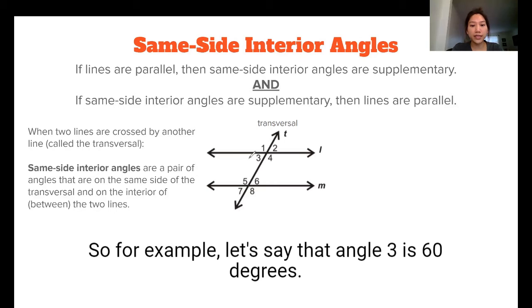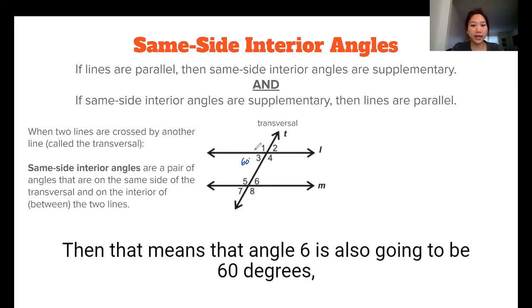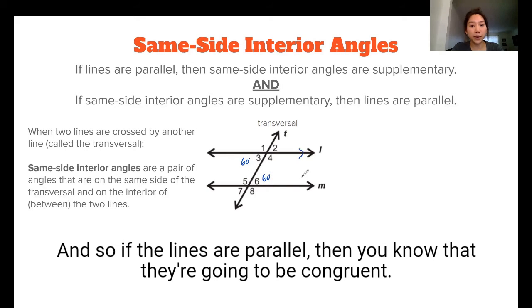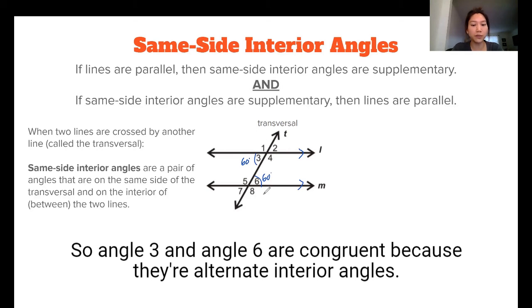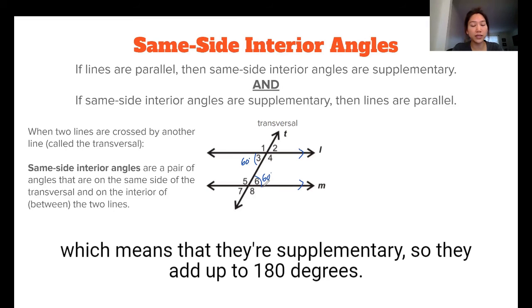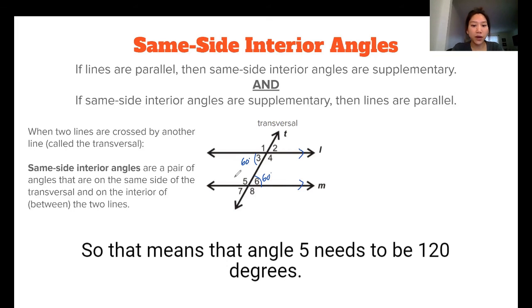So for example, let's say that angle 3 is 60 degrees. Then that means that angle 6 is also going to be 60 degrees because angle 3 and angle 6 are alternate interior angles. And so if the lines are parallel, then you know that they're going to be congruent. Okay, so angle 3 and angle 6 are congruent because they're alternate interior angles. And you also know that angle 5 and angle 6 form a linear pair, which means that they're supplementary. So they add up to 180 degrees. So that means that angle 5 needs to be 120 degrees.